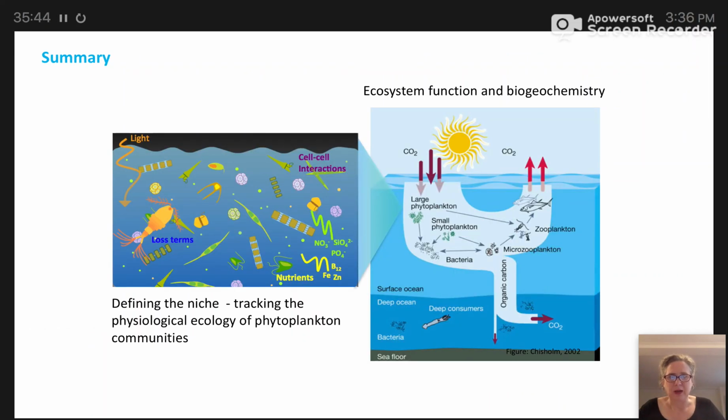So to summarize, we've been defining the niche for E. huxleyi and other species in the NPSG, and I hope I'm leaving you with the idea today that it's an exciting time to leverage these molecular tools to track the physiological ecology of these phytoplankton communities and their role in ocean ecosystem structure, function, and biogeochemistry.